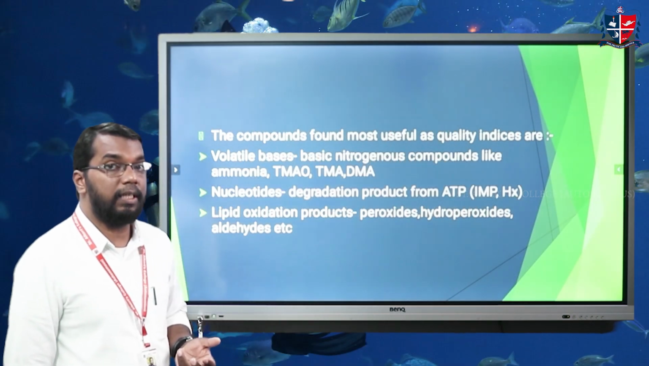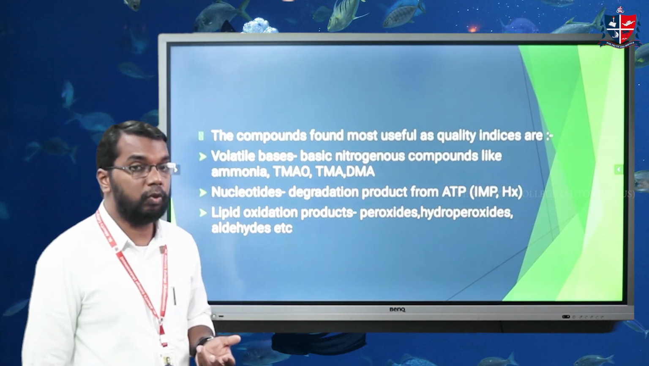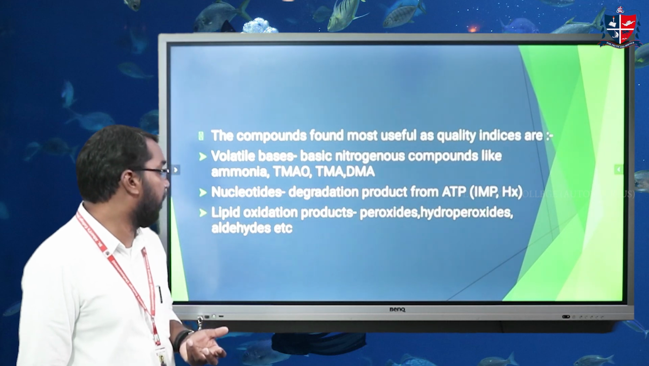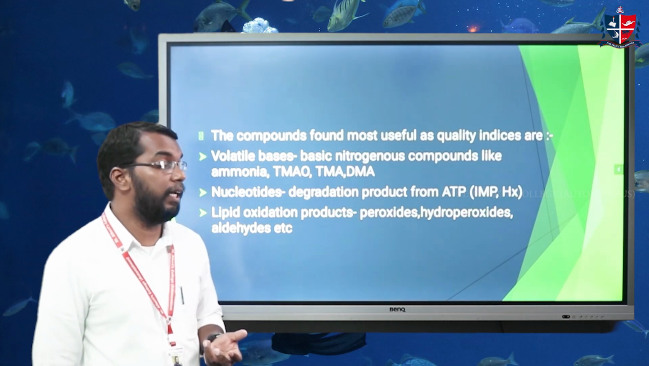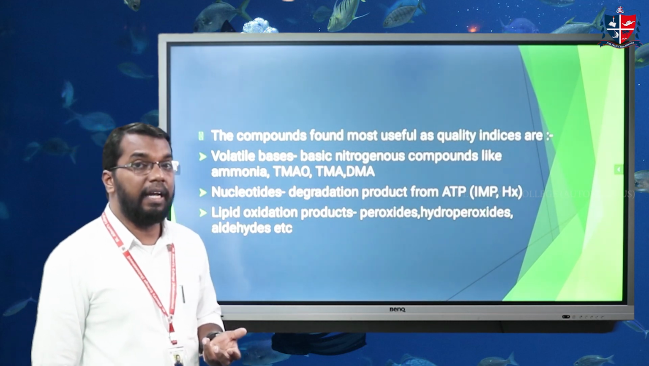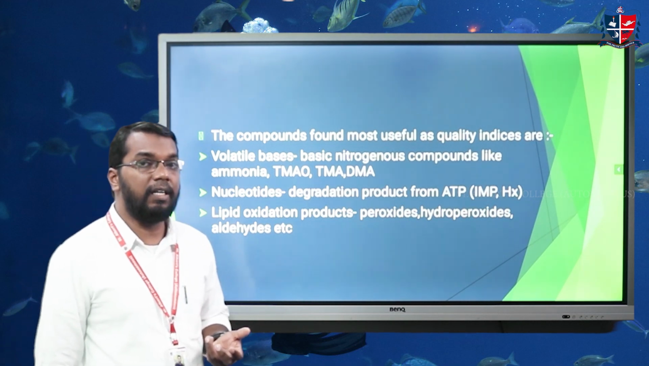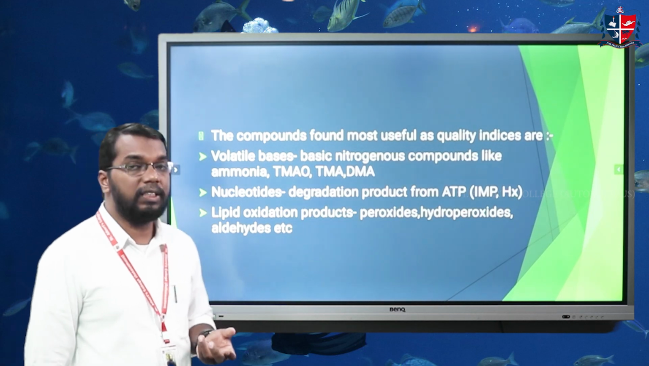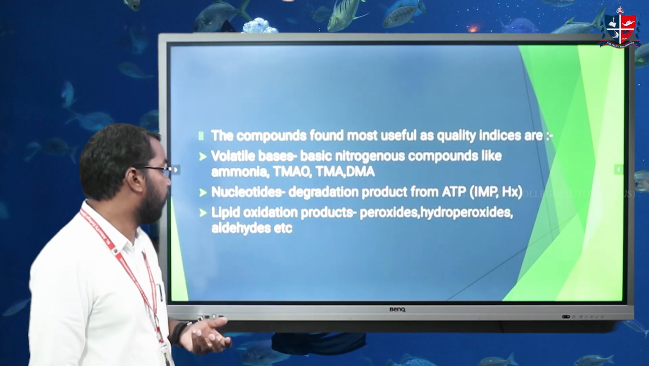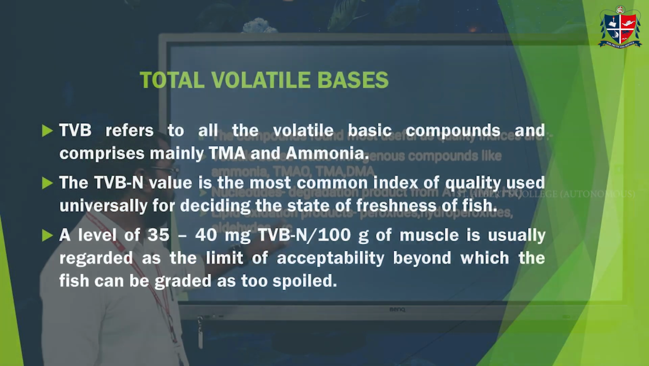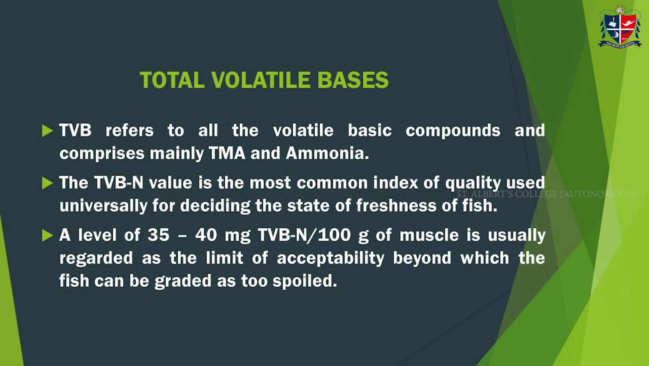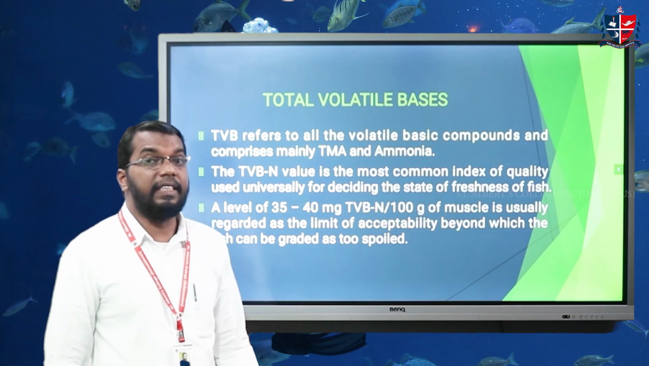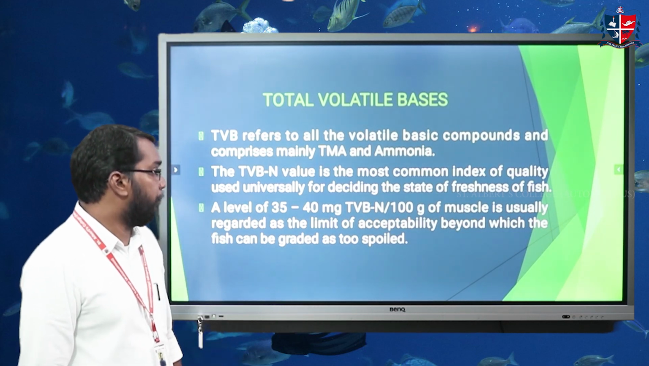In case of total volatile bases, these are mainly nitrogenous compounds comprised of ammonia, TMAO, TMA, DMA, etc. In case of nucleotides, these are produced mainly by ATP degradation. ATP is degraded into ADP, then AMP, IMP, and hypoxanthine. In case of lipid oxidation products, they include peroxides, hydroperoxides, and aldehydes, etc. First one, total volatile bases. As said earlier, these are basic nitrogenous compounds mainly comprised of TMAO, TMA, and ammonia.